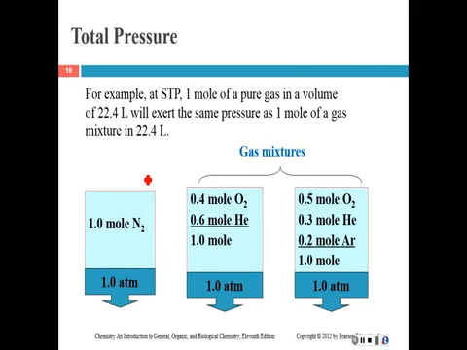Now this diagram kind of shows you the same thing. We're at STP. We have 1 mole of pure gas in a volume of 22.4 liters. It will exert the same pressure as 1 mole of a gas in a mixture. So see how we have here 1 mole of nitrogen, 1 atmosphere pressure. They put different numbers of moles of gases, but the total is 1 mole. We still get the same total pressure. So the pressure that we get for a mixture doesn't depend on the particular gases that we have in the mixture. It's only the pressures of those gases.